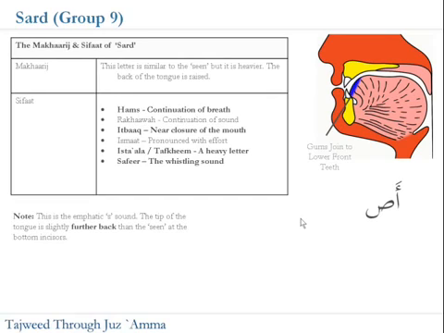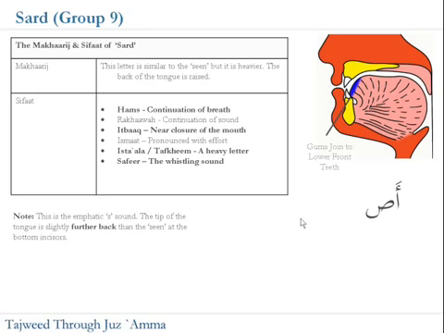And then we have what's known as the sad, sad. Now this is a bit difficult initially. The tongue is slightly further back than where the sin is at the bottom of the mouth. So you move the tip of the tongue slightly further back. So we say a sad. So it's really off of where the teeth are, slightly back onto the gums itself.